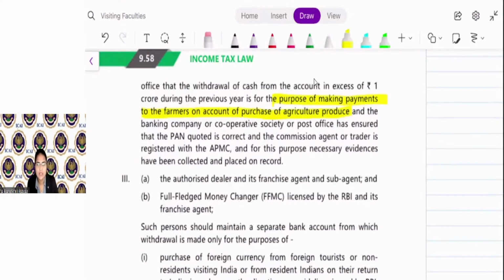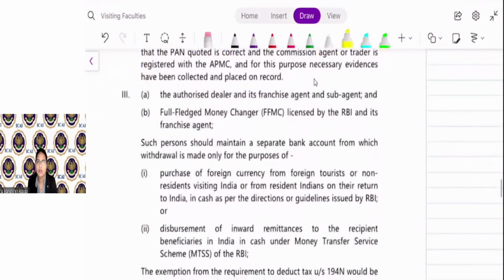Full-fledged money changer licensed by RBI and its franchisee agent. See, if any foreigner is traveling in India, then they need Indian currency. For that, they have to convert their foreign currency. Yes, Mohammed, they have to convert their foreign currency into Indian rupees. So for that purpose, the full-fledged money changers licensed by the RBI are exempt from TDS under section 194N.